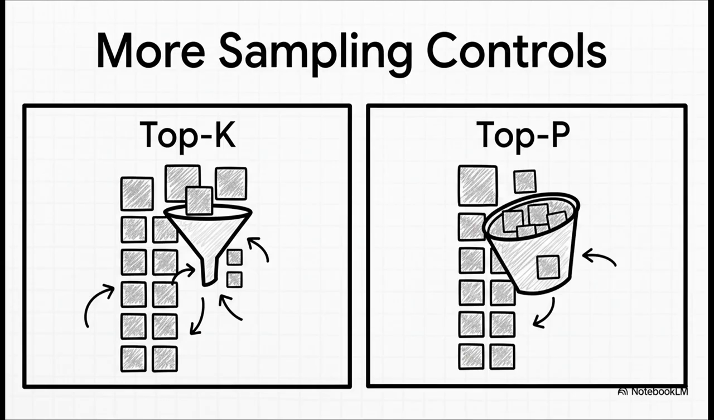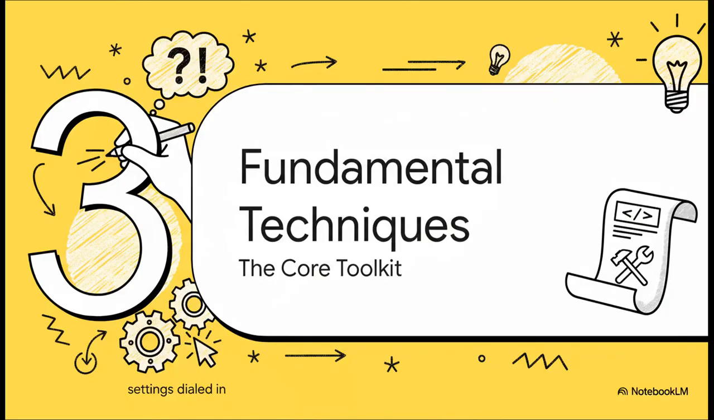Top K basically tells the AI, hey, only pick your next word from the top 10 most likely options. Top P is a little more flexible. It creates a pool of choices based on probability. Honestly, there are just two different ways to fine-tune that balance between a straight factual answer and something a bit more inventive. All right, we've got our settings dialed in.